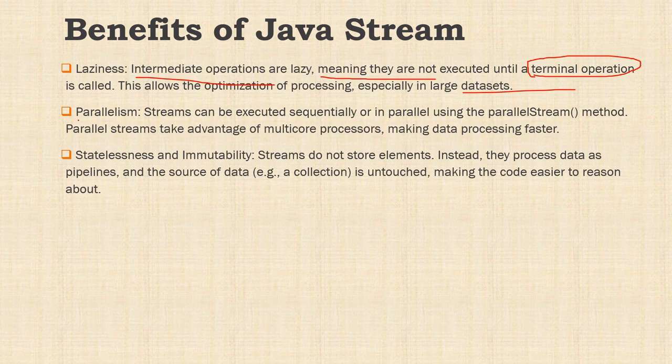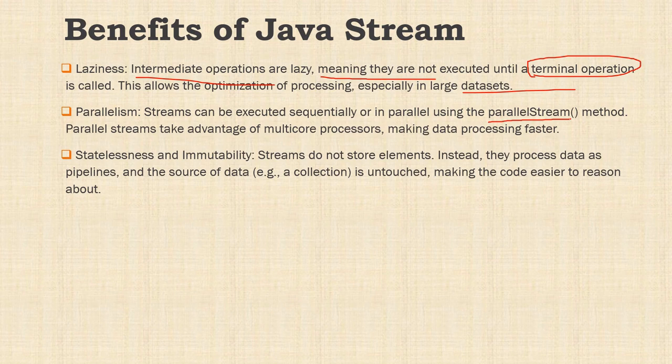And parallelism. A stream can be executed sequentially or in parallel using parallel stream. With the help of parallel stream, it will execute with the help of multiple threads. You can use a stream also, you can use parallel stream also, so there is a difference between both. Parallel stream takes advantage of multi-core processors, making data processing faster. It's obvious your operations will be faster because you are using multiple threads to execute this stream concept.